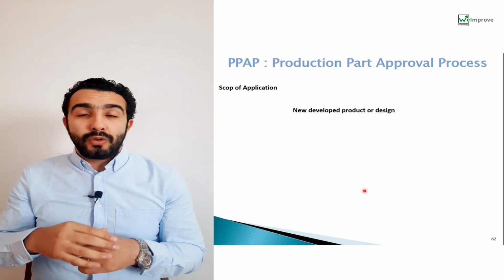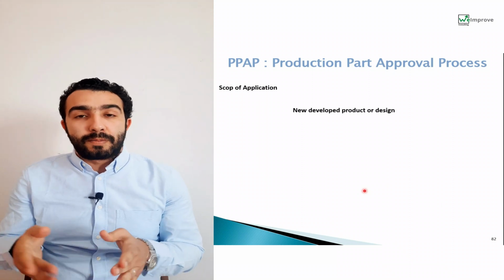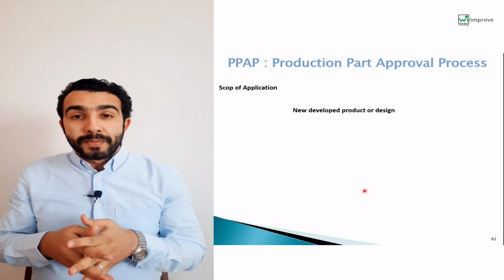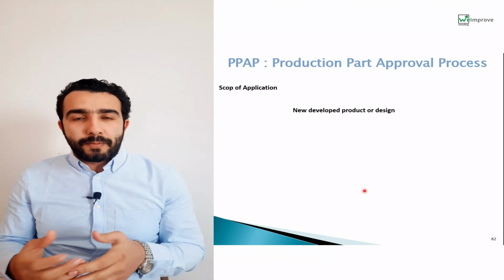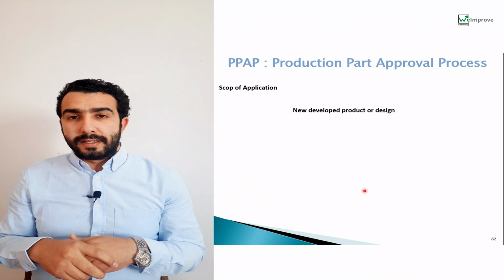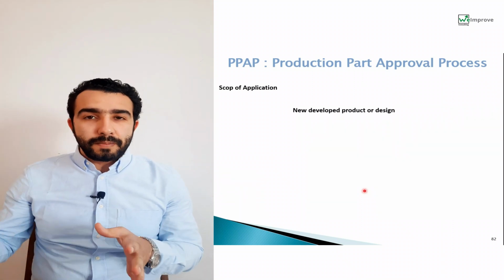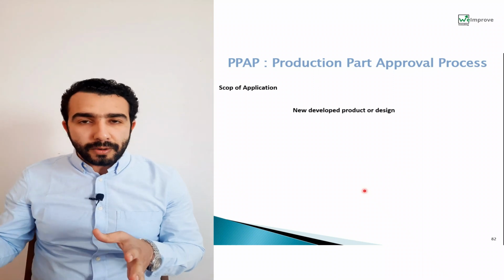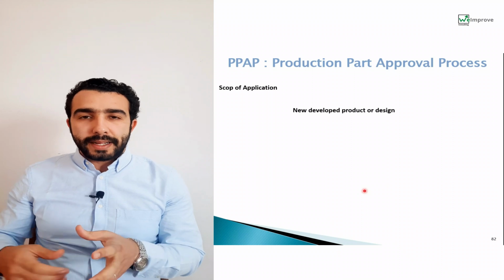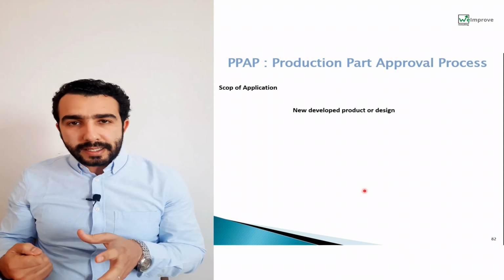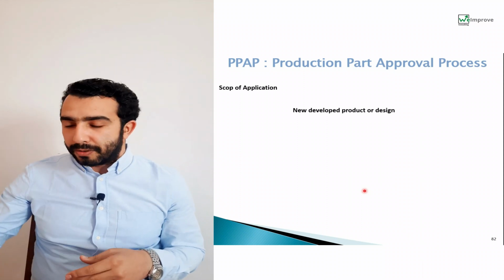We should never start the production, meaning the SOP, the start of production, the serial production life, without receiving the PPAP approval from our customers. So whenever we have a new development of a new design or a new product, we have to build the whole PPAP package, send it to the customer, receive the approval, and then start the production.